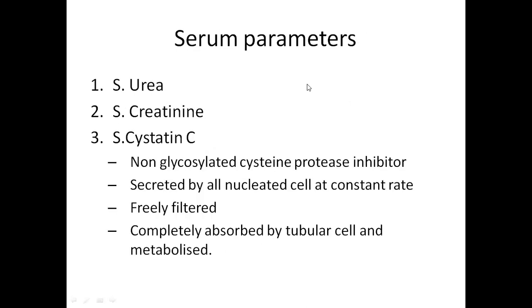Then along with these three major tests, serum parameters and urine parameters are commonly used to assess renal function and disease progression. These include serum urea, serum creatinine and serum cystatin C level measurement.